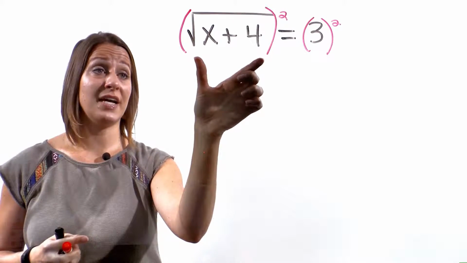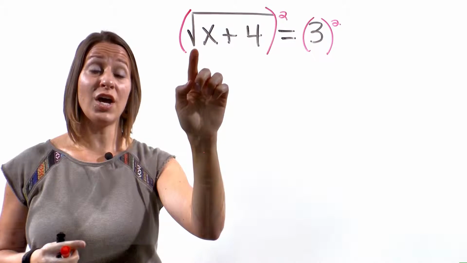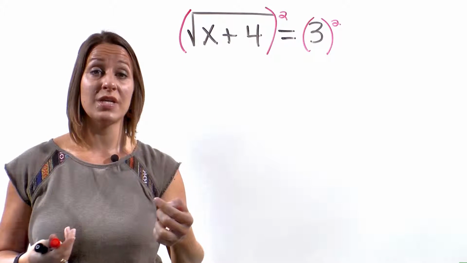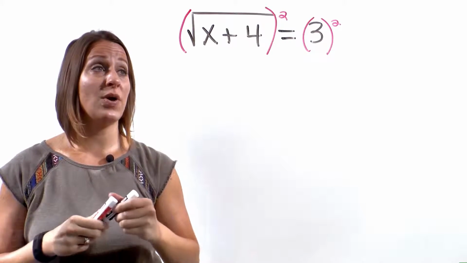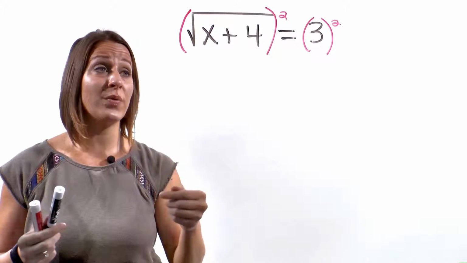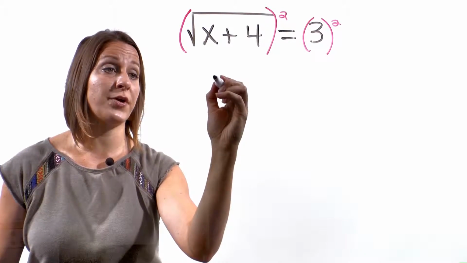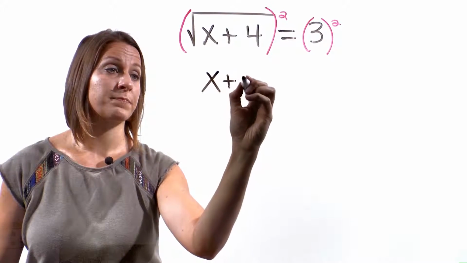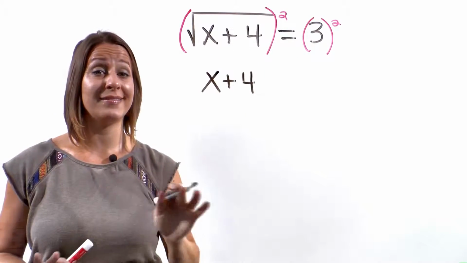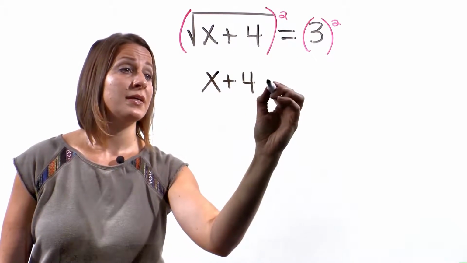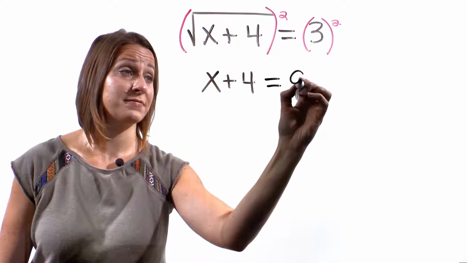On the left side, when you square something that's already underneath a square root, it cancels the square root. So the square root of x plus 4, quantity squared, is x plus 4. Again, the squared and the radical sign cancel out. Equals 3 squared, which is 9.